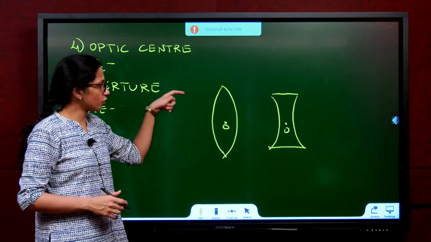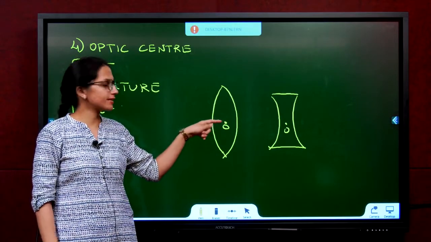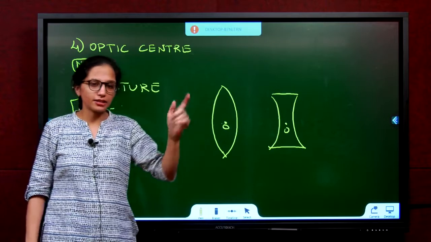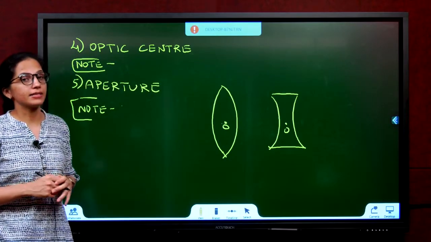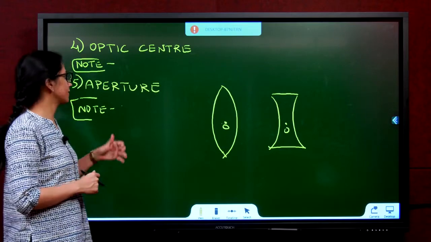That means even though it's going from air to glass, it wants to deviate, but it doesn't deviate. It goes undeviated. Just like for normal incidence, it goes undeviated. In lenses, a ray passing through an optic center goes undeviated.